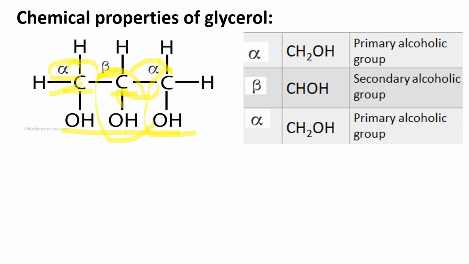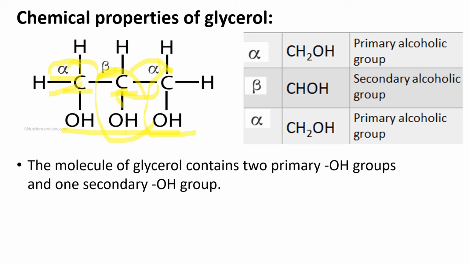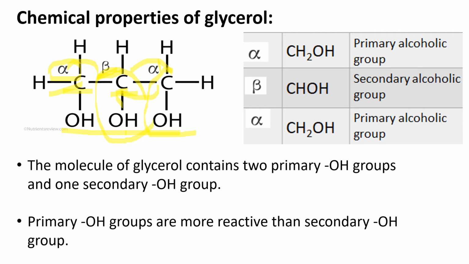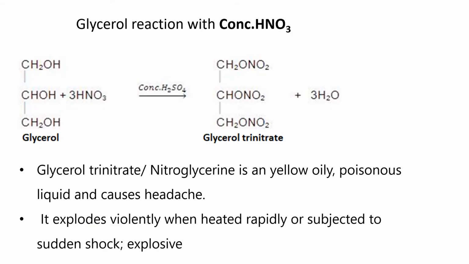Hence it is a primary carbon, and the alcohol is called as primary alcoholic group. So this glycerol has two primary alcoholic groups and one secondary alcoholic group present in it. And generally these primary alcoholic groups are more reactive than the secondary alcoholic group, and in glycerol the primary alcoholic group is more reactive than the secondary alcoholic group.